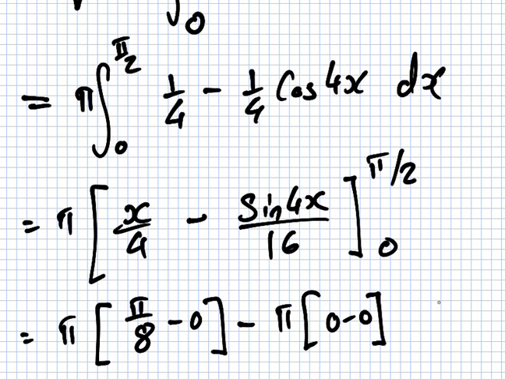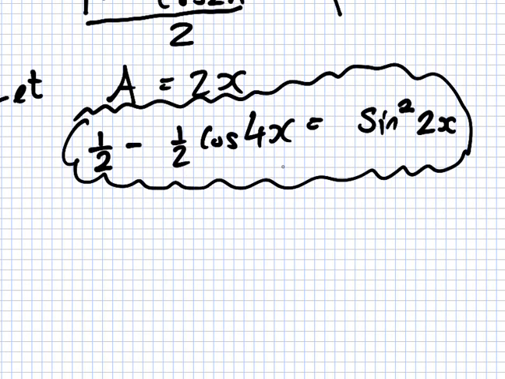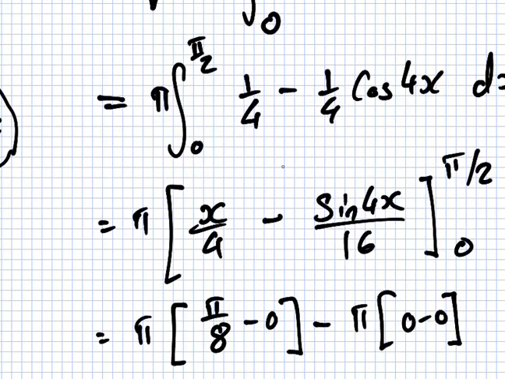I lost a half somewhere. Because the answer says it is pi squared over 4, and I got pi squared over 8. 4 times pi over 2 is 2 pi, and sine 2 pi is 0. Pi over 2 over 4 is pi over 8. 0 and 0. Did I use it in the previous? Did I copy it down wrong? Oh, I did! It's a half minus a half, not a quarter minus a quarter.